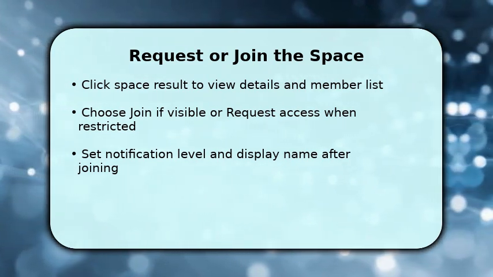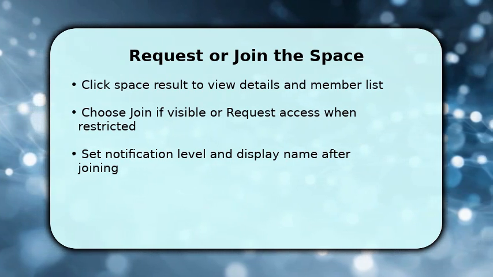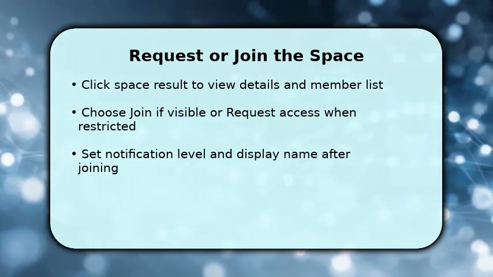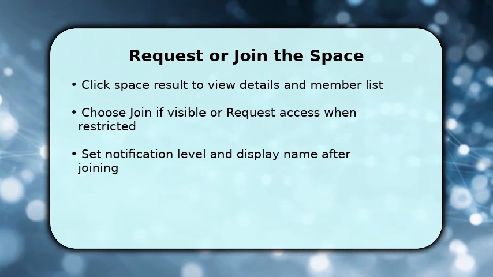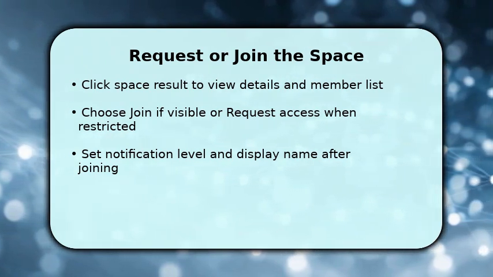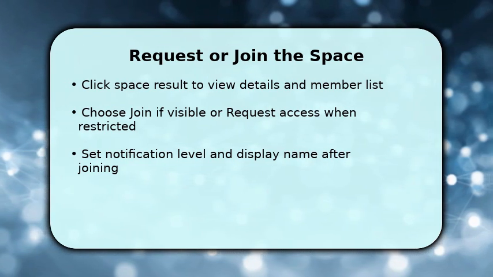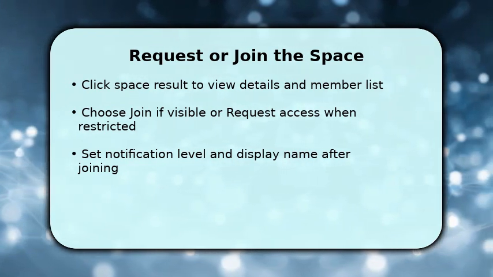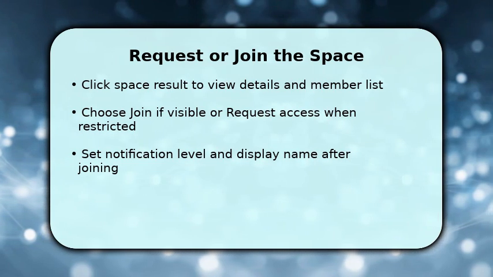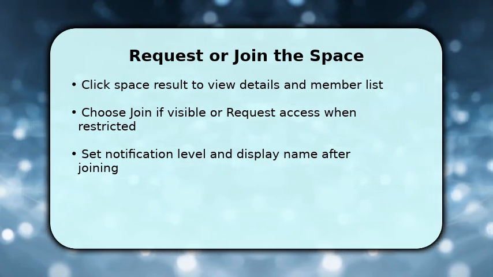If the space is open, click Join and you'll enter immediately. If it's restricted, click Request Access and notify an owner with a brief message explaining why you need entry. Once admitted, set notification level and check your display name so others recognize you. This improves clarity and reduces accidental mutes.